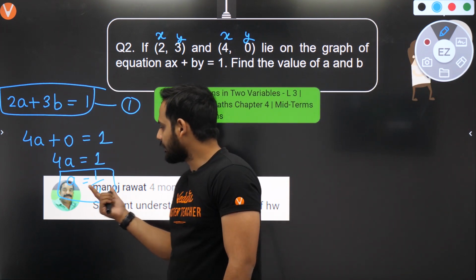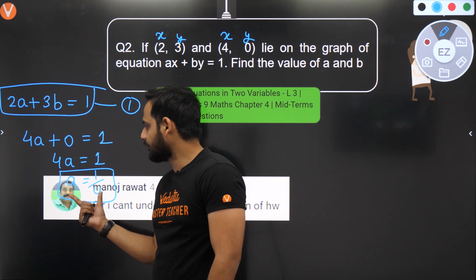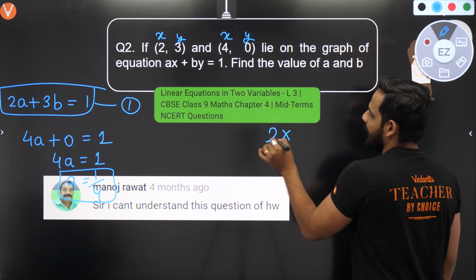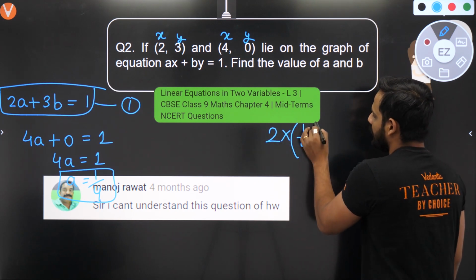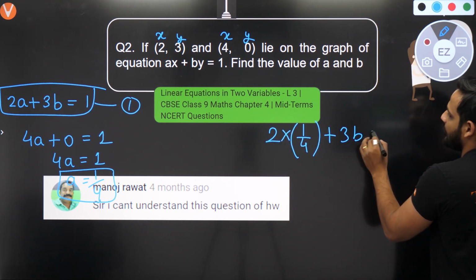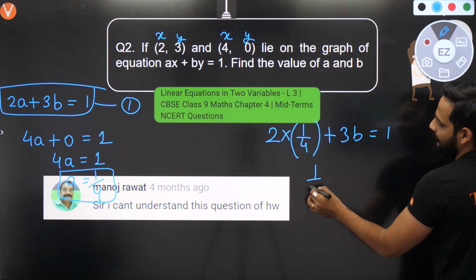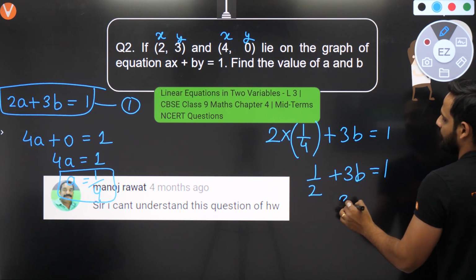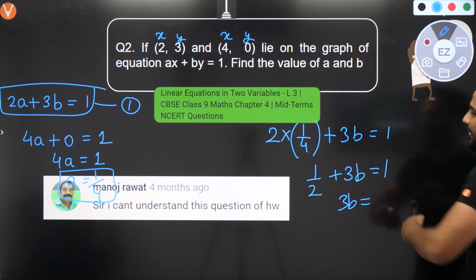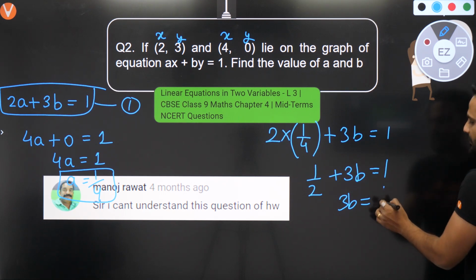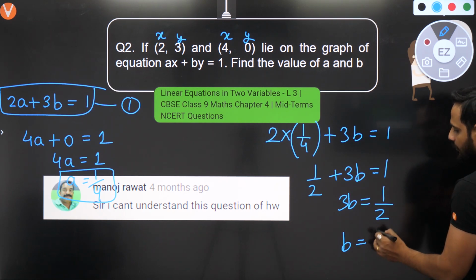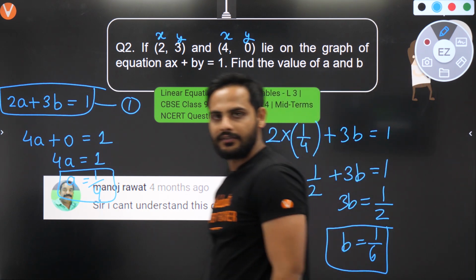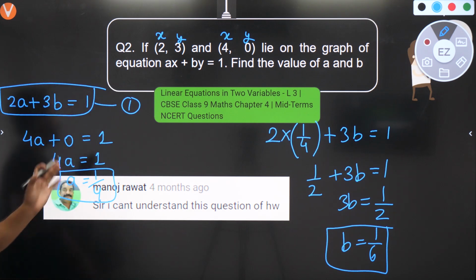Now, if I know that a = 1/4, let us put this value of a in this equation. So I will be getting 2 into a, what is that? 1/4 plus 3b is equal to 1. It will become half. 2 ones are 2, so 1/2 + 3b = 1. So 3b = 1 - 1/2. This half shifted there will become minus. So 3b = 1/2. That means b = 1/6. This 3 will go in division. So b = 1/6. As simple as that. Understood? So this is how you can get the answer.